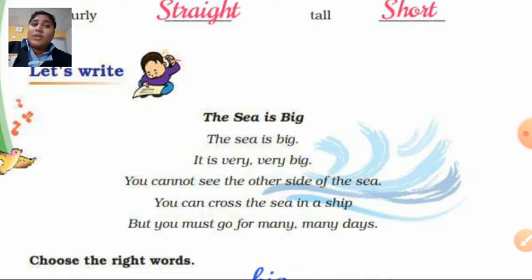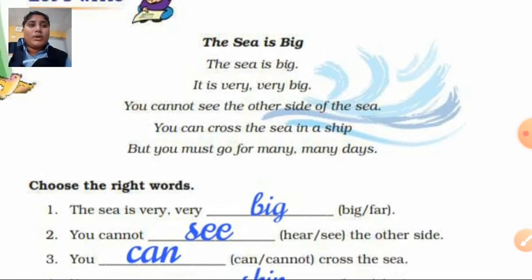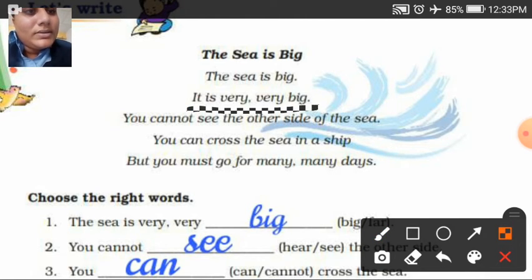Now we already know that the sea is very big, right? So now let's choose the right words to answer from the poem. The first question is, the sea is very, very dash: big or far. Big means something that is very large and far means something that is not near us. In the poem, we are told that the sea is very, very big. If you cannot see it, I'll highlight it for you. Look at this. It is written in the poem that the sea is very, very big.